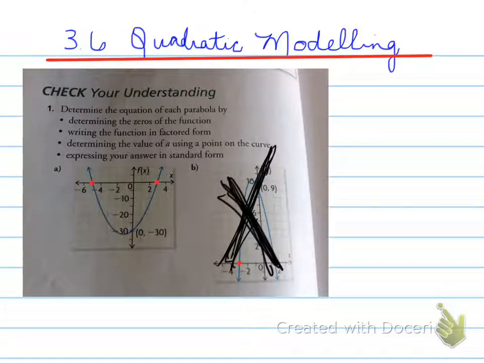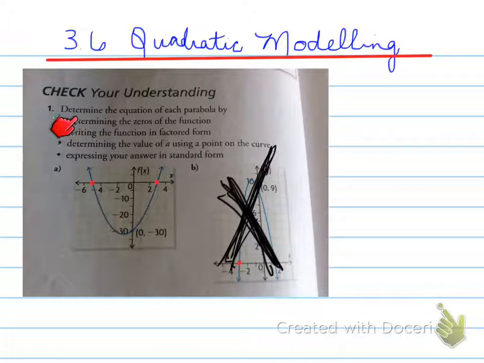So, 3.6 quadratic modeling. What we're going to do is look at this problem and be able to determine the equation from this graph. That is, we need to look at the zeros and we need to look at another point. Once we use the zeros and another point, we can find the equation of this parabola. Now, once we find the equation, don't forget we need to express the answer in standard form.